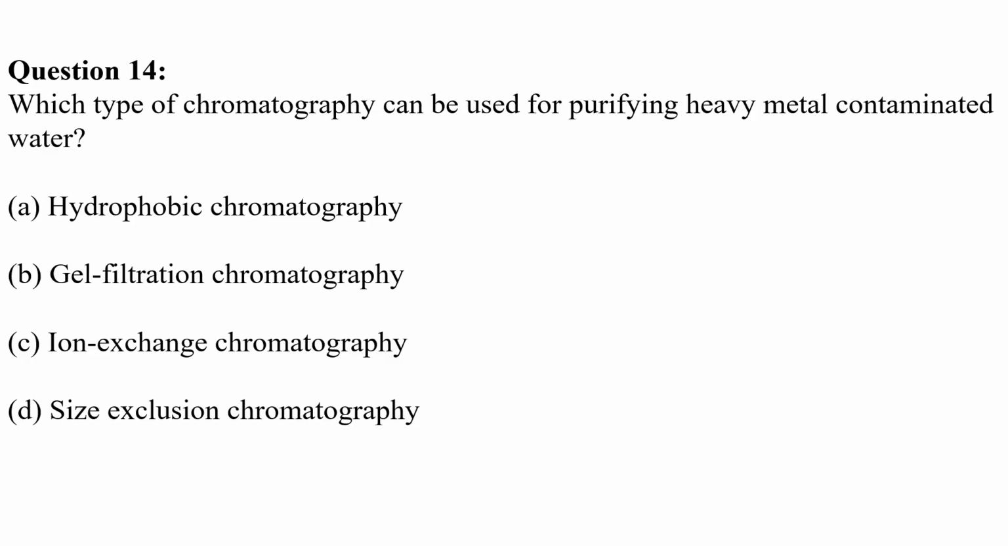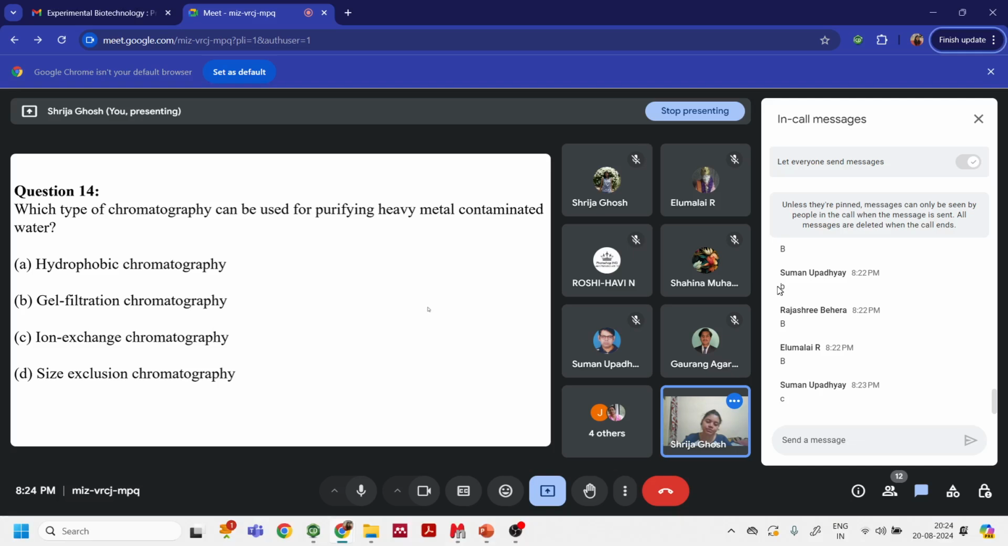Question number 14. Which type of chromatography can be used for purifying heavy metal contaminated water? So heavy metal contamination in water will be removed by using which type of chromatography? Option A, hydrophobic chromatography, option B, gel filtration chromatography, option C, ion exchange chromatography, option D, size exclusion chromatography. Okay, option C, ion exchange chromatography is the answer I am getting.